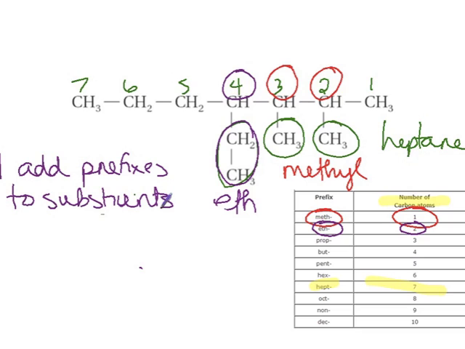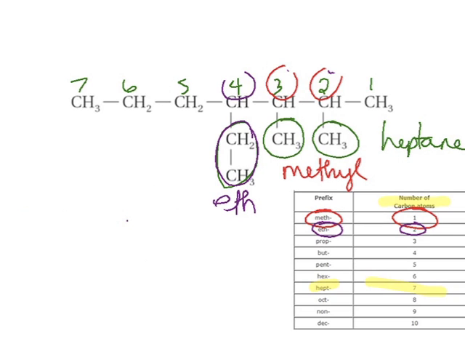Okay? So for instance, I have 2 methyls. So this is going to be dimeth. Okay. Step 4 was to add prefixes. We don't usually add mono. We don't add 1 to anything in chemistry pretty much. So we're going to write up step 5 and step 6 together.